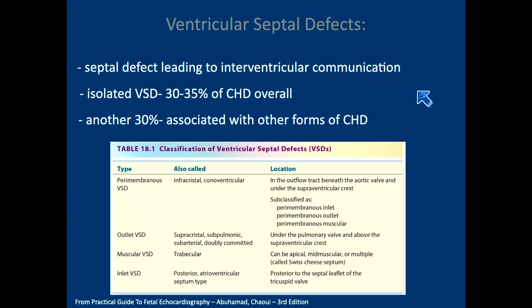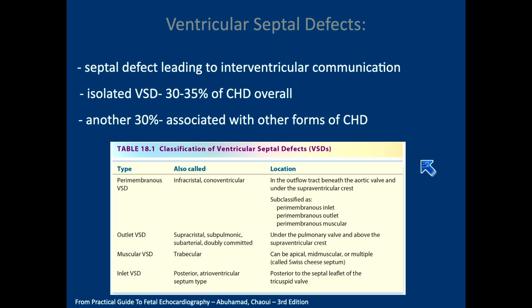It is isolated at least a third of the time, as far as CHD incidence goes. Another 30% of the time, and these are the more atypical VSDs, you're going to see in association with other forms of CHD. So perimembranous can be classified, as we see here, outlet, muscular, and these relate to size, to location.